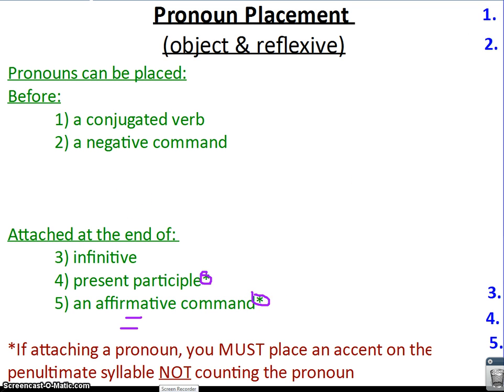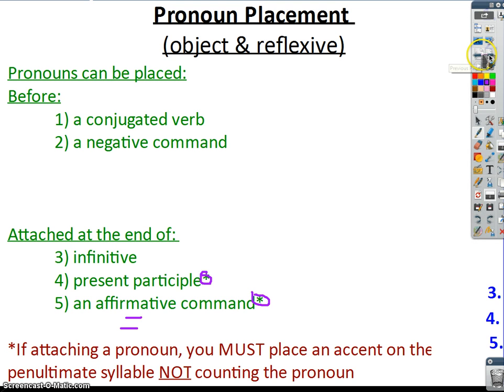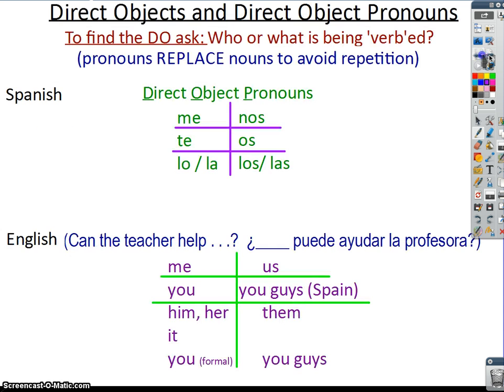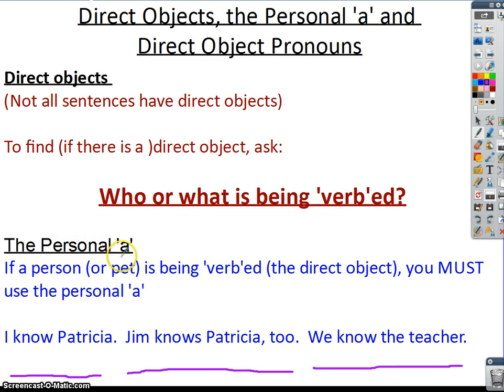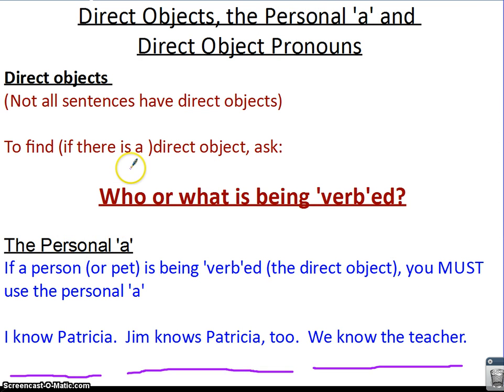Thank you so much for taking your direct object pronoun notes, your pronoun placement notes, and personal a notes. One more time, what question do you ask to find if your sentence has a direct object? Who or what is being verbed? You use the personal a when it is a person that is being verbed, you put that, just the letter A, before the person being verbed.